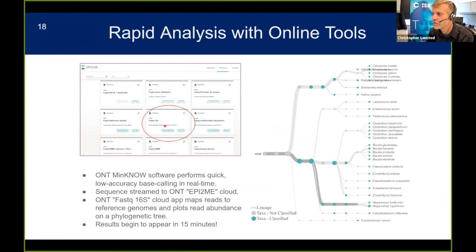This FastQ 16S pipeline does a quick guess as to the DNA sequence, and then a pretty quick guess as to what organism that DNA came from. It's not incredibly accurate, but it started streaming in 15 minutes after the experiment began. So the same day that the students put the DNA onto the Nanopore, they could start seeing what they had.